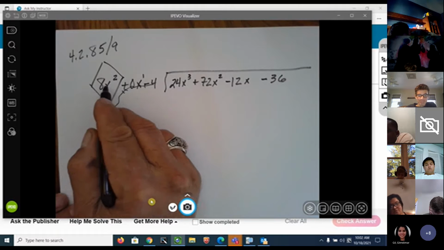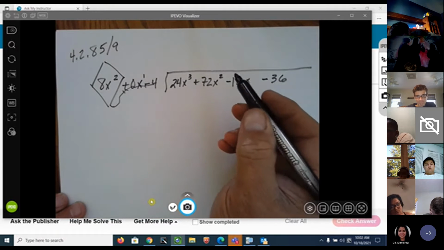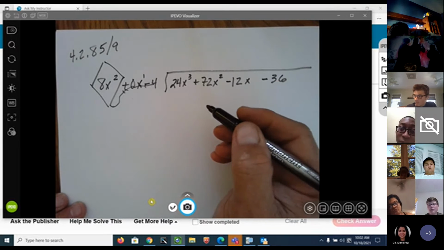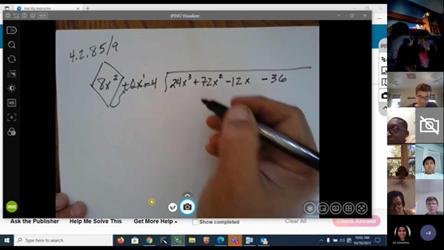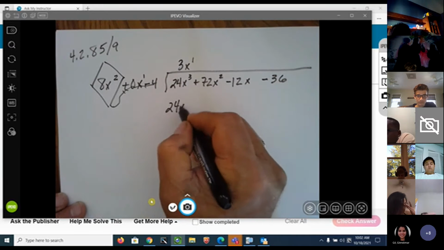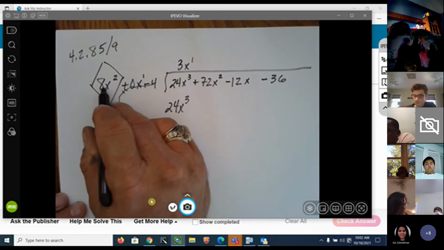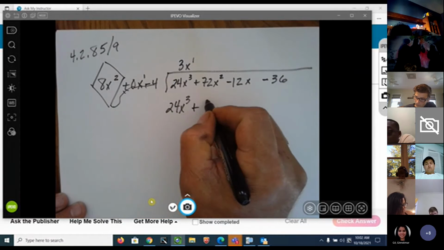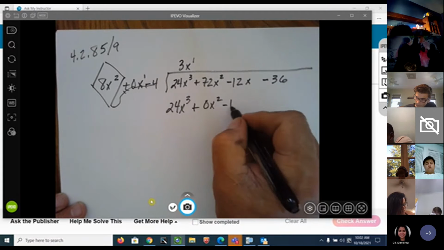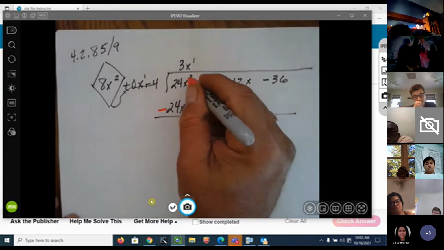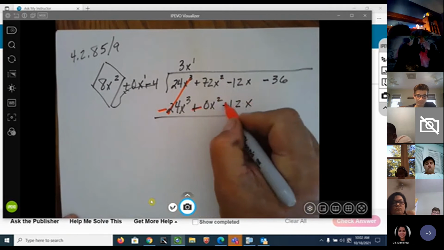So 8x squared. How many times will 8x squared go into 24x cubed? 3x. 3x times 8x squared is 24x cubed. 3x times 0 is plus 0x squared, and 3x times 4 is minus 12x. Always subtract. When you subtract, that makes this a negative, and that goes out. Makes this a negative, and makes this a positive.